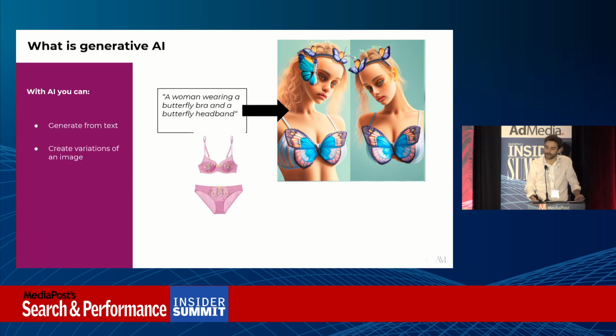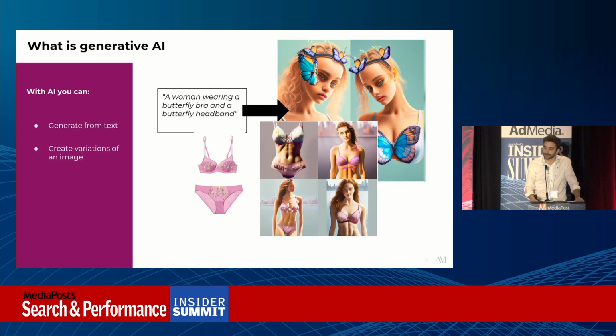Then you can create variations of an image. Here the image is an actual product that we sell, and you input this image plus a prompt, for example, a woman wearing a bra with the city skyline, and you get this. You have the woman wearing the bra with the city skyline. But notice how the product is similar, but not exactly the same as our product. We cannot afford to misrepresent our product, so this doesn't do the trick either.